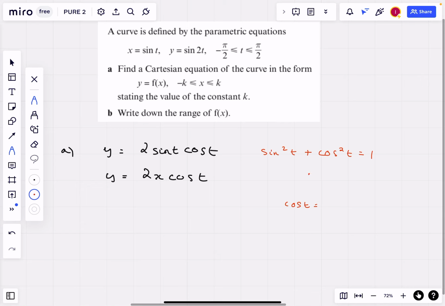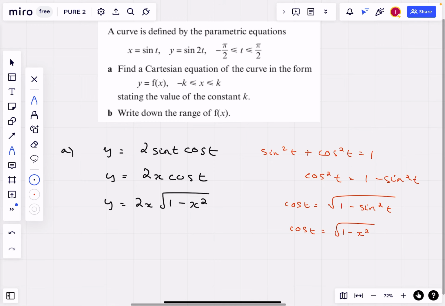What would you get when you rearrange that for cos t? You would get, if I take it step by step, cos squared t equals 1 minus sine squared t. And then cos t would be the square root of 1 minus sine squared t. Now we know that sine t is x. So sine squared would therefore be x squared. So cos t is the square root of 1 minus x squared. What you can now do is plug that into your equation. So y equals 2x root 1 minus x squared. And that is your Cartesian.